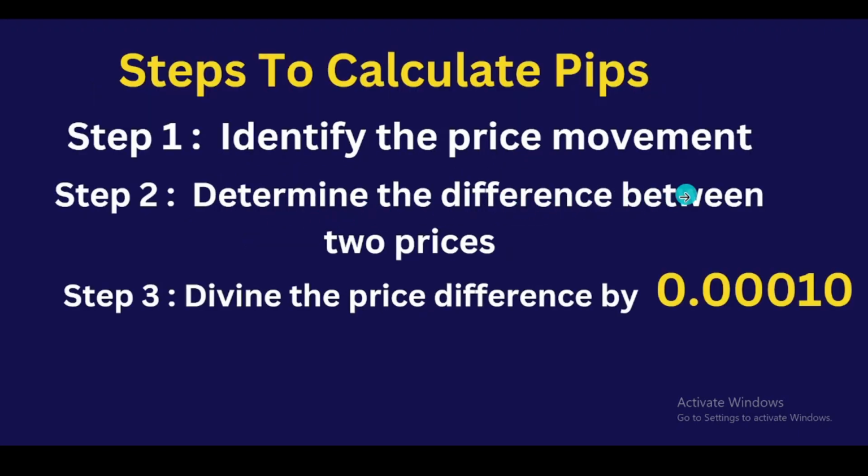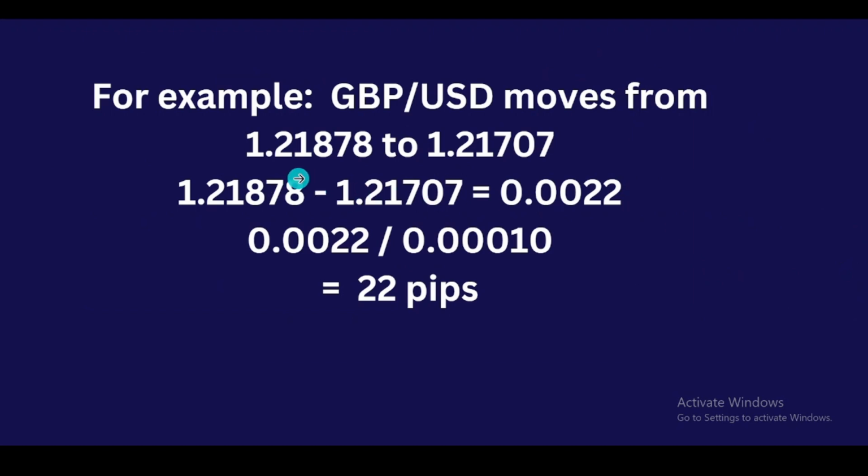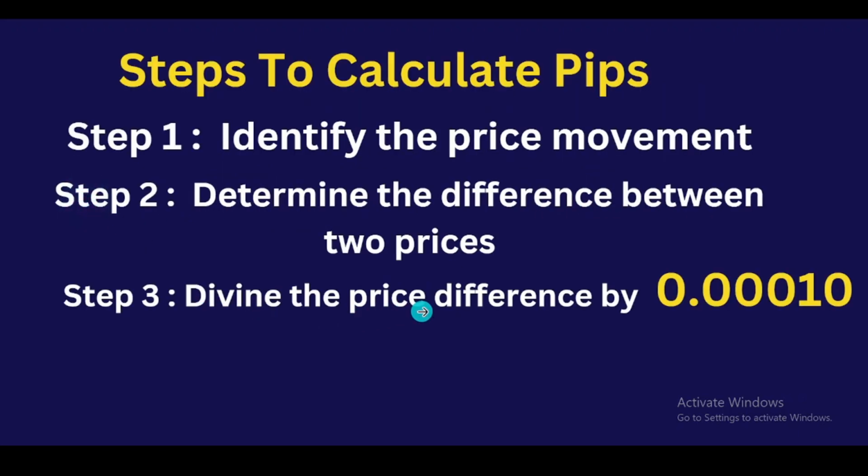Okay, the second step is what? To determine the difference between the 2 prices. Now let's go back. What you're going to do is subtract this from this. After subtracting, this was what I got: 0.0022. This is the second step. Now the third step: divide the price difference by 0.00010.